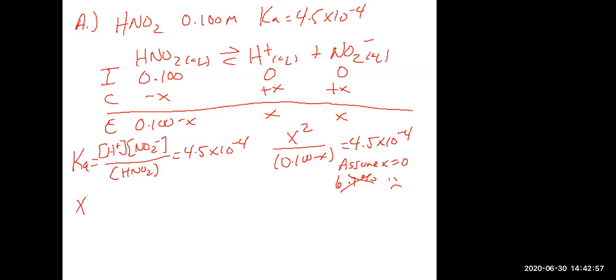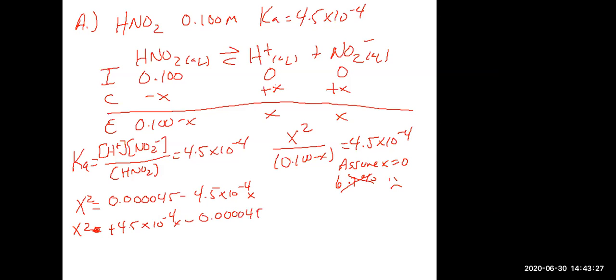So basically what we need to do is multiply the bottom to the other side, and that's going to give us x squared equals 0.00045 minus 4.5 times 10 to the minus 4 x. Putting everything together, x squared plus 4.5 times 10 to the minus 4 x minus 0.0000045 equals 0. This is obviously going to go into our quadratic formula, x equals minus b plus or minus the square root of b squared minus 4ac, divided by 2a.